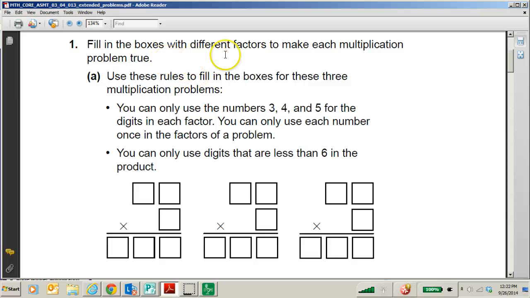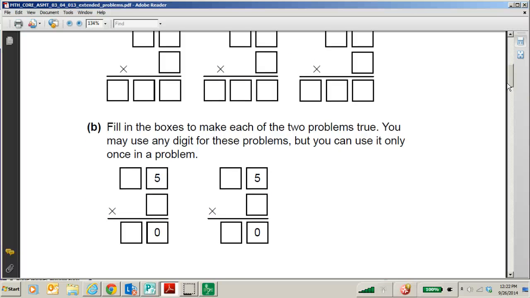So it says, fill in the boxes with different factors to make each multiplication problem true. Now this would be perfectly fine to work through with your child, but definitely if you put the 3 here, ask your student, well, if the 3's right here, what's the value of that 3? And they should be able to say, well, the 3 would be a 30 if it's here, or a 3 would be a 3 here. And so as you place the numbers and talk about things, see if it does make sense to them, but talk about place value the entire time.